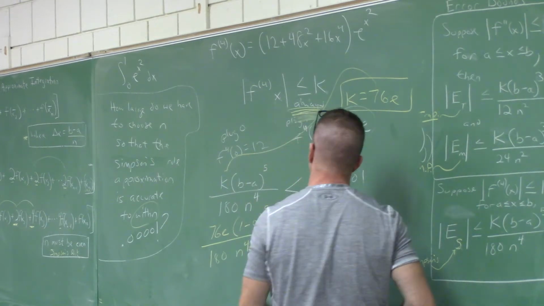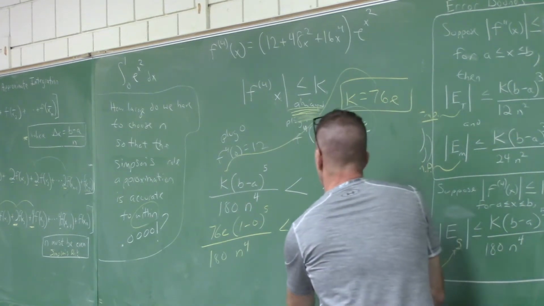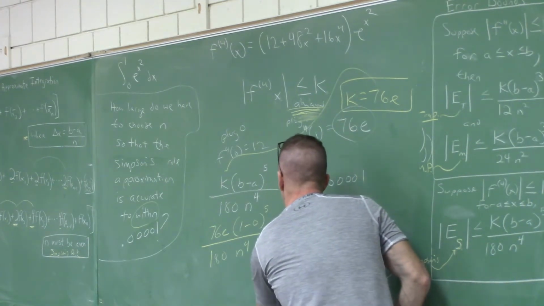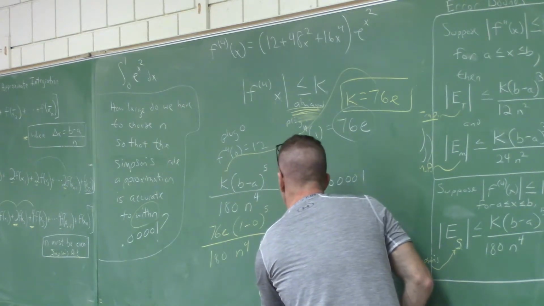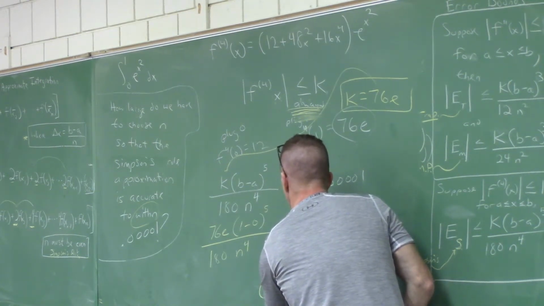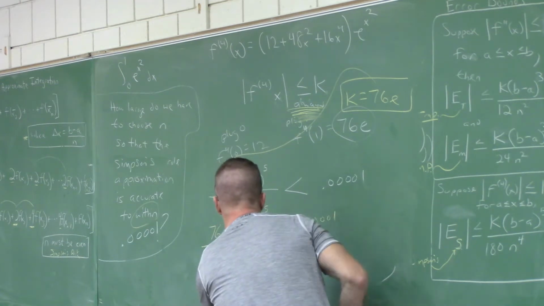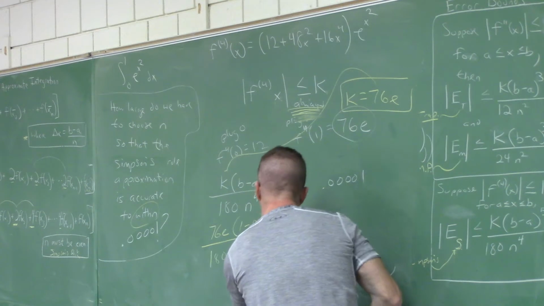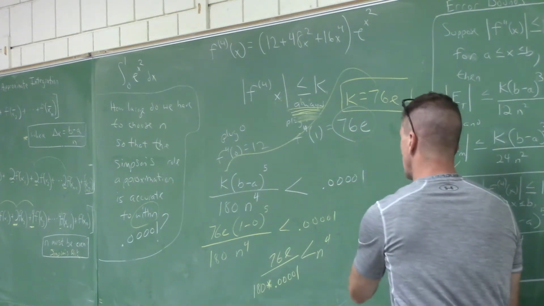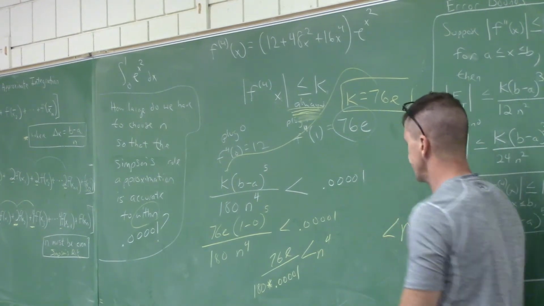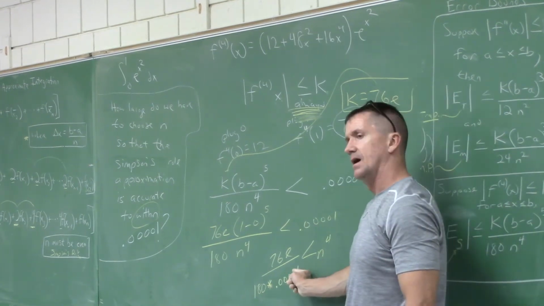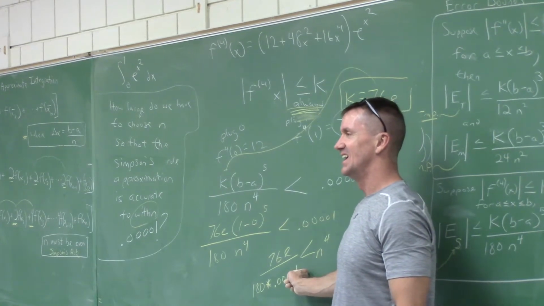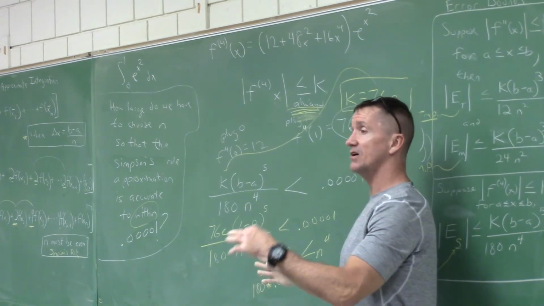Now, how do you solve this? What would n to the fourth have to be greater than? 76e divided by 180 times 0.00001. Four zeros and a 1, and then we'll take the fourth root of that number, right? How do you do fourth root on a calculator? 1/4. Yeah, you could do caret to the 1/4 power.